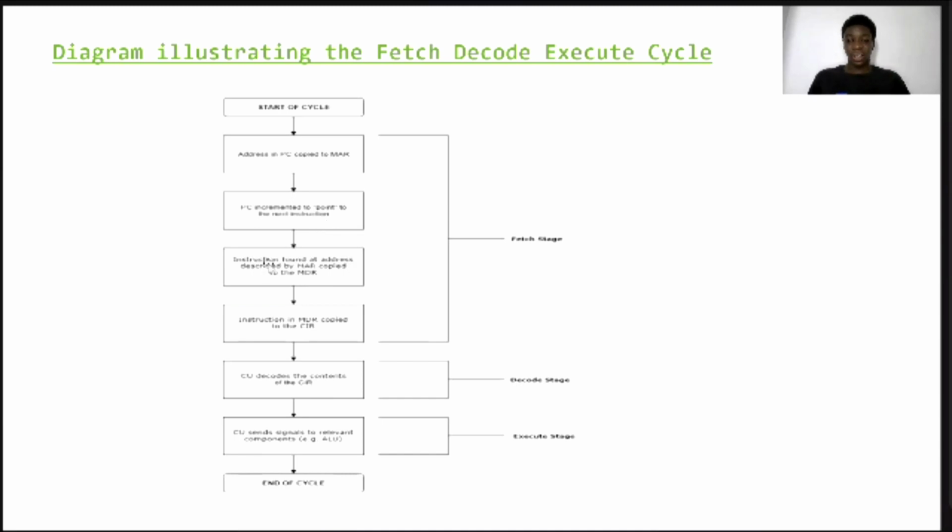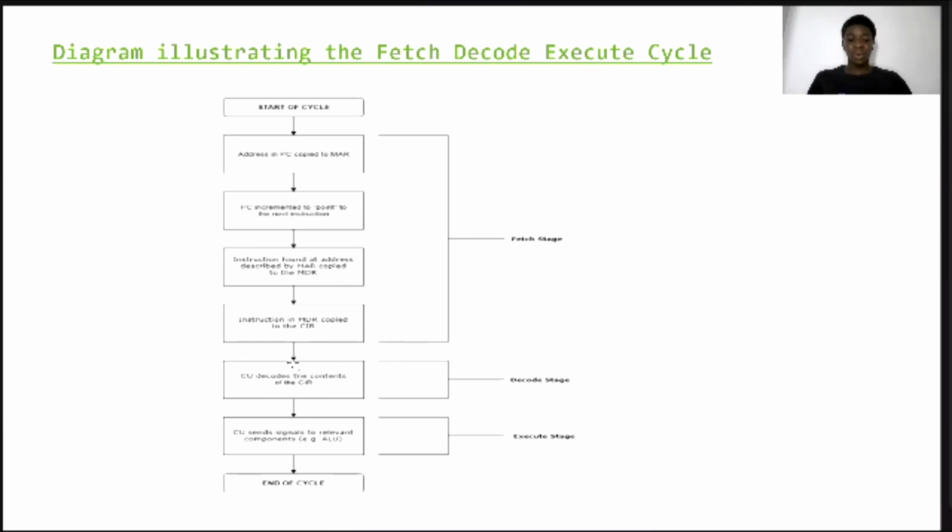The instruction found at the address described by the MAR, the memory address register, is copied to the MDR, that is the memory data register. The memory data register and the memory address register are found in the RAM, and that's where the program counter takes the instructions from. Then the instruction in the MDR is copied to the CIR. So instructions from the memory data register will be copied to the current instruction register. So that's the end of the fetch stage.